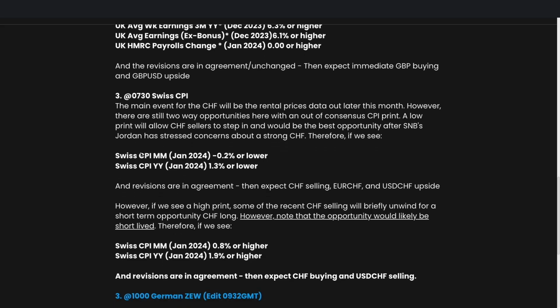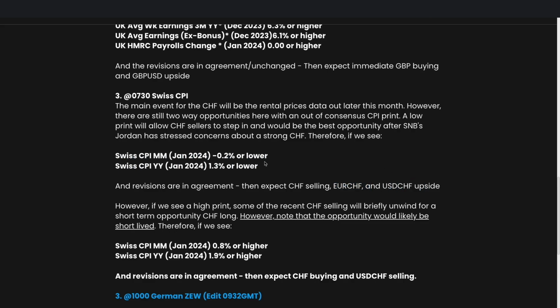On February the 13th, one key event we were looking at was the Swiss CPI print. The Swiss National Bank had already mentioned that they were concerned about the strength of the Swiss franc. So any significant falls in Swiss inflation was likely to see significant Swiss franc selling. So if we saw a big miss as we analysed the data ahead of the event, then we're expecting Euro Swiss franc and Dollar Swiss franc upside.